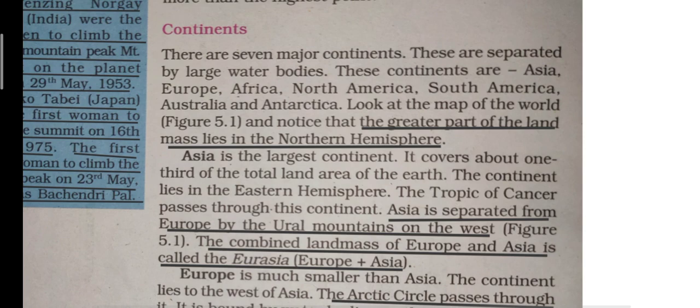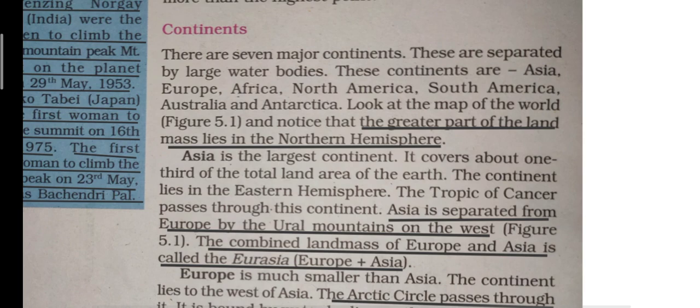There are 7 major continents. These are separated by large water bodies. These continents are Asia, Europe, Africa, North America, South America, Australia and Antarctica. Look at the map of the world, figure 5.1, and notice that the greater part of the land mass lies in the northern hemisphere.